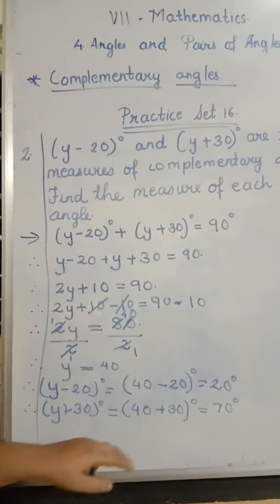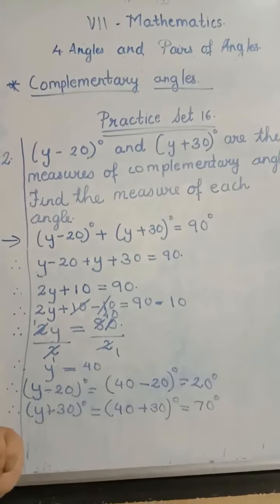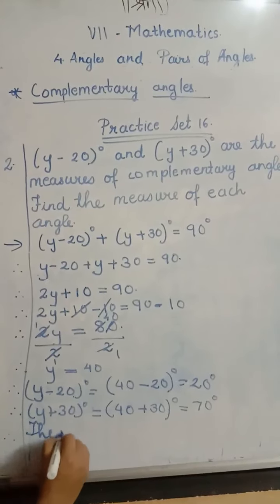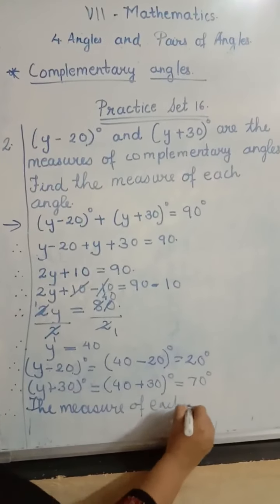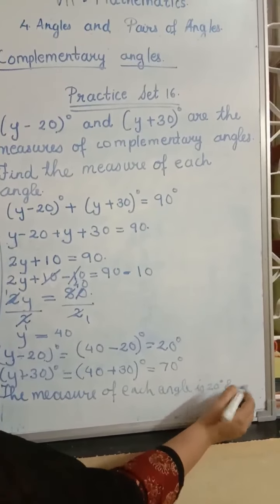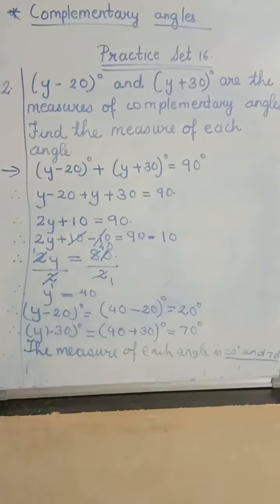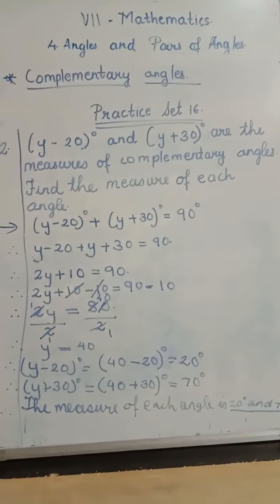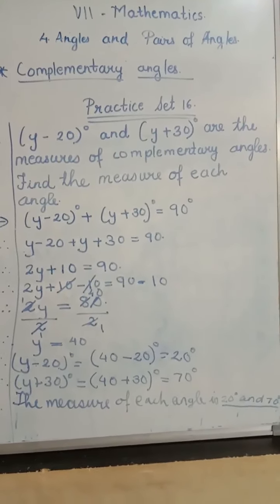Now just check whether your answer is right or wrong. 70 plus 20, 90 degree. Is it complementary angle? Are we getting correct? Yes. Therefore, the measure of each angle is 20 degree and 70 degree. So here we have finished practice set 16.